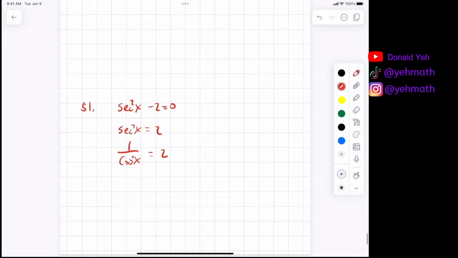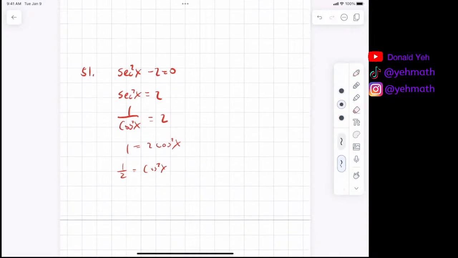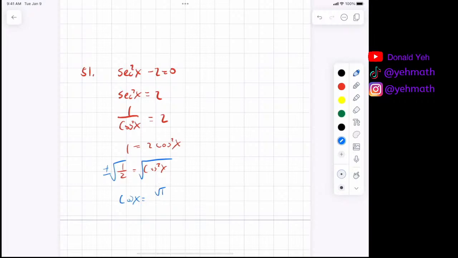Okay, so I can multiply to get rid of the fraction. 2 equal to 2 cosine square of x, and 1 over 2 equal to cosine square of x. Now I can square root both sides. So cosine of x equal to plus minus 1 over square root 2. Rationalize. You definitely can rationalize this. So cosine of x is equal to plus minus square root 2 over 2, and x is equal to pi over 4, 3 pi over 4, 7 pi over 4, and 5 pi over 4.